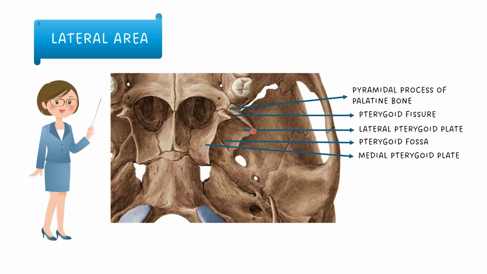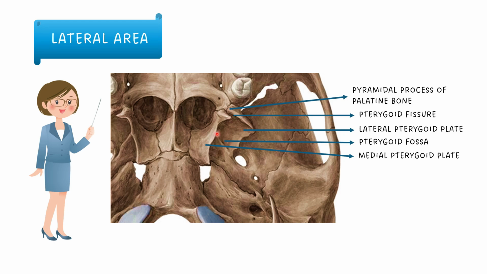The lateral surface of the lateral pterygoid plate forms the medial wall of the infratemporal fossa and also gives origin to the lower head of lateral pterygoid muscle. The medial surface of the lateral pterygoid plate forms the lateral wall of the pterygoid fossa and gives origin to the deep head of medial pterygoid muscle.